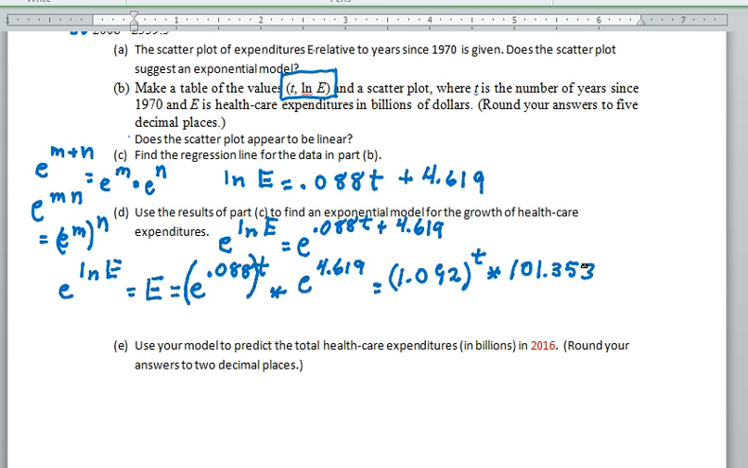And that almost looks like an exponential equation, but we'll interchange the factors so that we have 101.353 times 1.092 to the t. And this is the exponential relationship between the expenditure and the time since 1970.